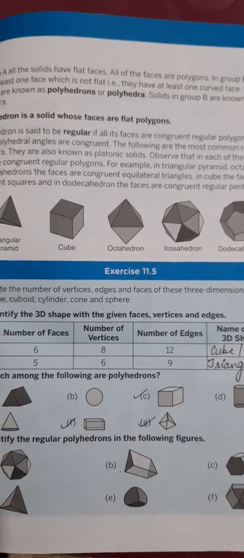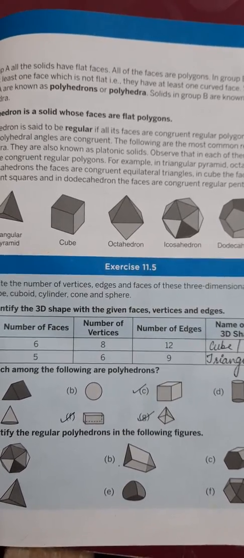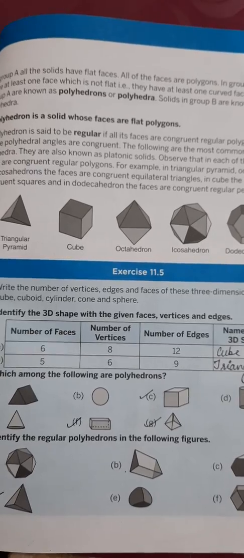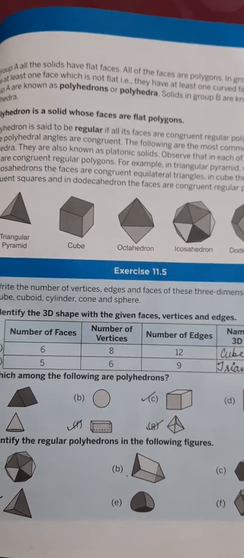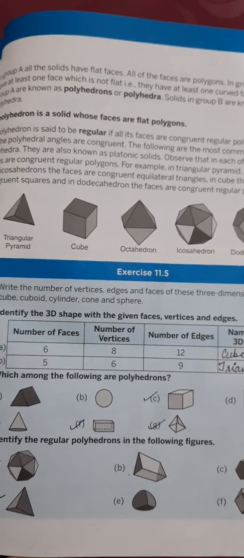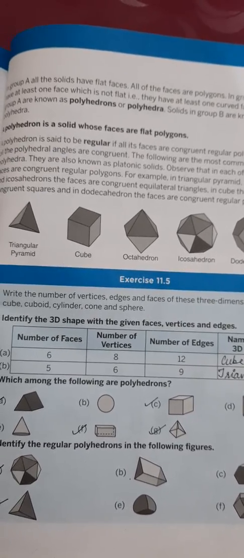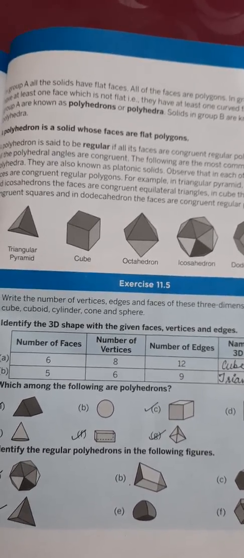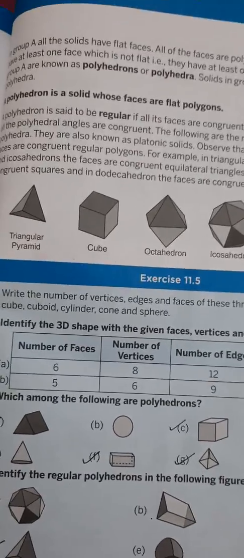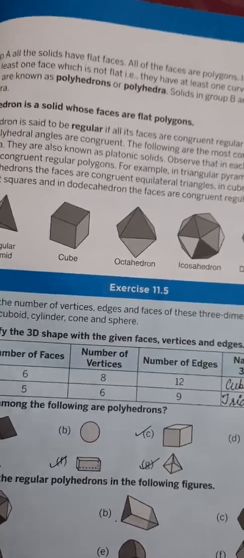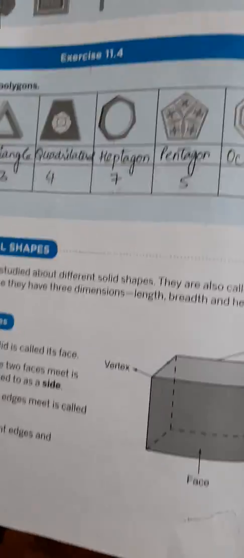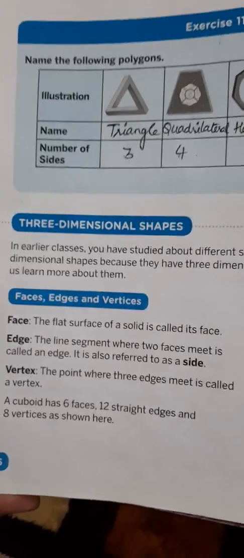Hello everyone. Today we are going to start with exercise 11.5. In this exercise we will be discussing some new concepts about 3D shapes. One 3D shape is prism, second is pyramid, third is polyhedron. Before starting with that, we need to understand the terms face, edges, and vertices.